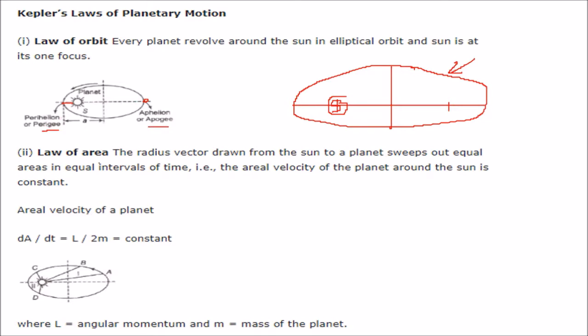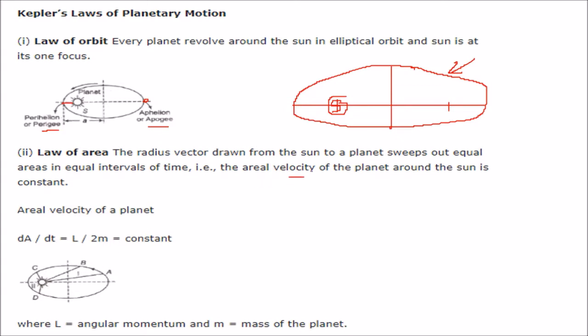Then another Kepler law, which is the law of area. The radius vector drawn from the sun to the planet will sweep equal areas in equal intervals of time. This means the areal velocity of the planet around the sun is constant.